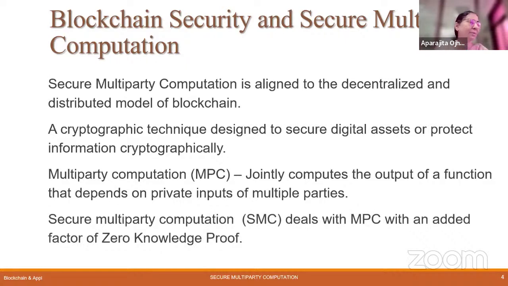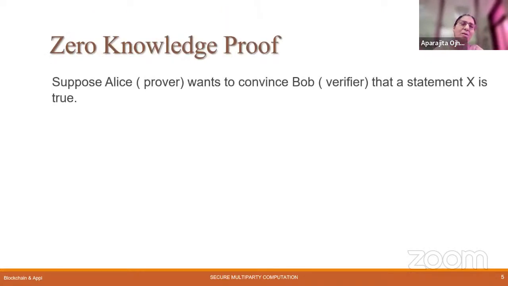So what is secure multi-party computation then? It deals with multi-party computation with an added factor known as zero knowledge proof. So what is zero knowledge proof? Let us consider this example. Suppose Alice, who is a prover, wants to convince Bob, who is a verifier, that a statement X is true. Think of any statement that is true.